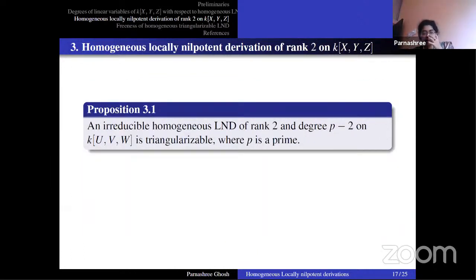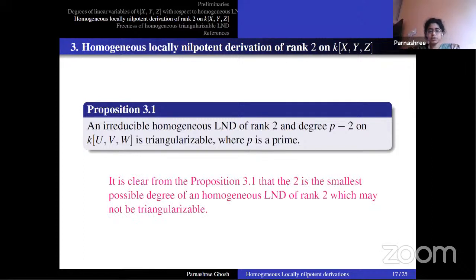Next, we get a connection between triangularizability and the degree of the derivation of rank 2. It says that an irreducible homogeneous locally nilpotent derivation of rank 2 and degree p minus 2 is always triangularizable, where p is a prime number. Now, looking at the proposition, we can see that the smallest possible degree of a homogeneous locally nilpotent derivation of rank 2 is 2.